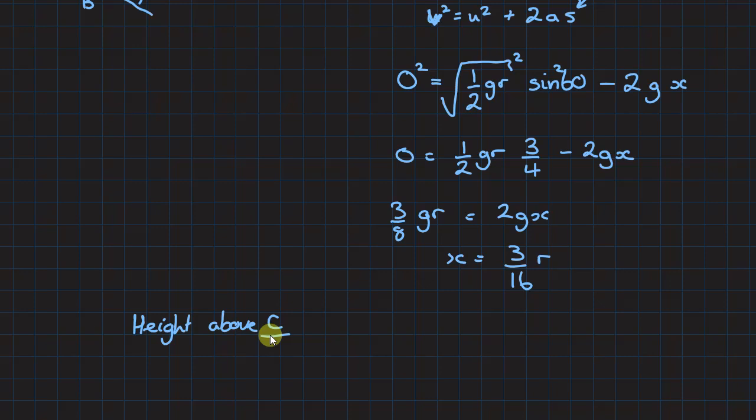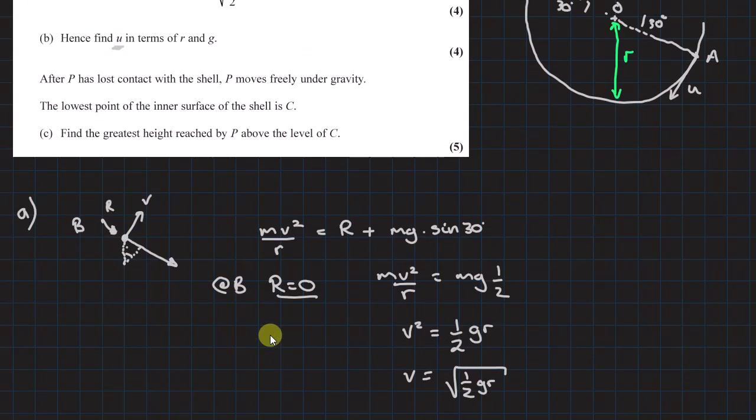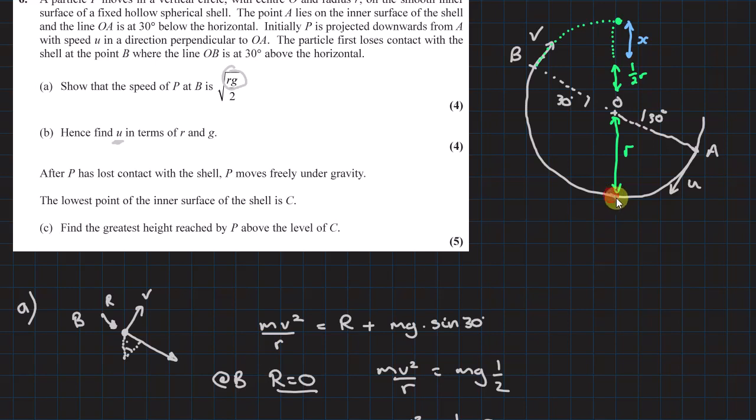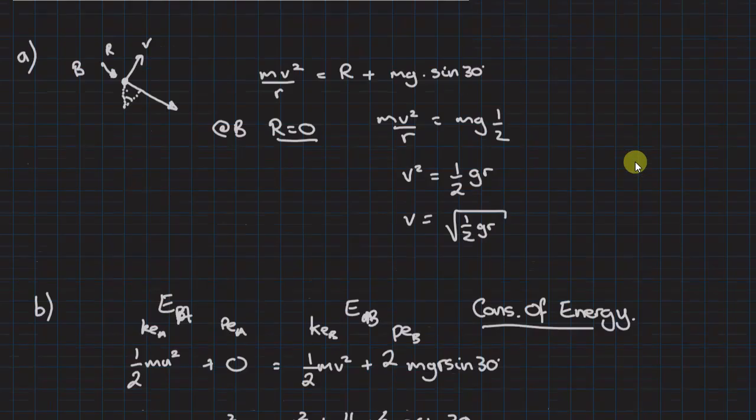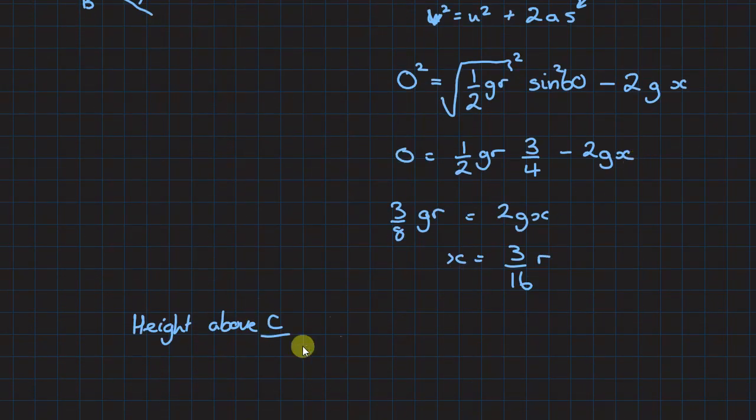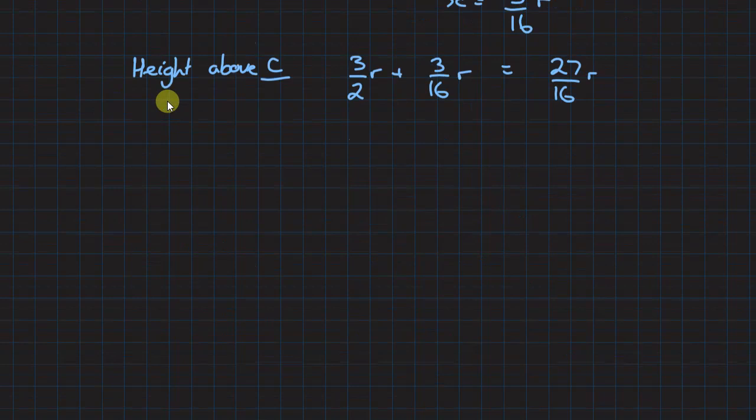I don't think I put C on the diagram. So I forgot to put that part as C. So we've got 3/2 of R plus the last answer. 3/2 of R plus 3/16 of R, multiplied by 3 is 24, is 27 over 16 R. That's the method using SUVAT. The alternative method, using potential energy.